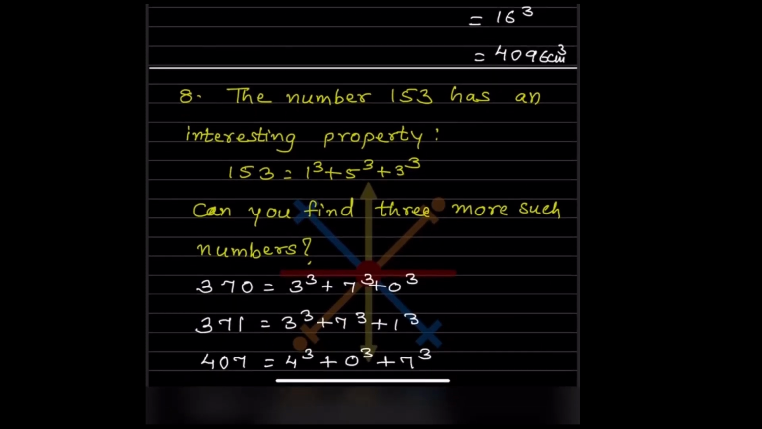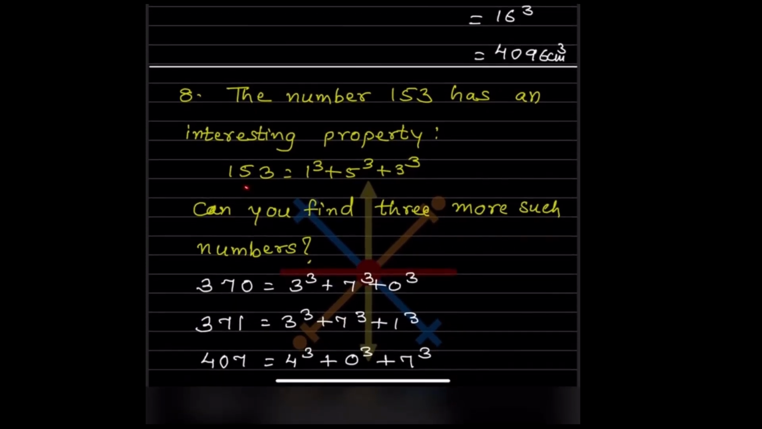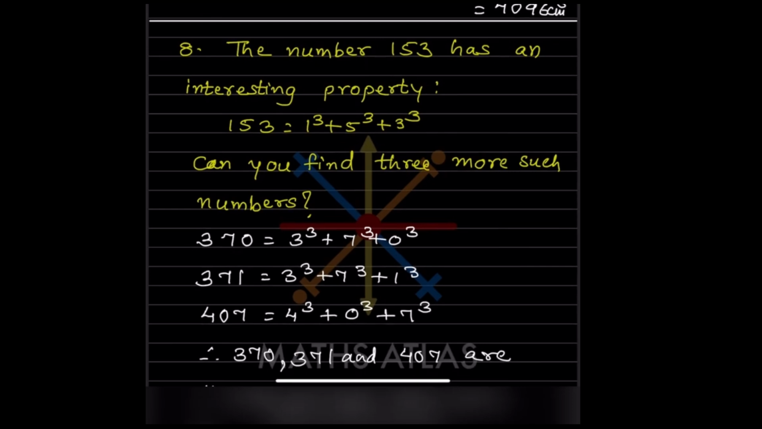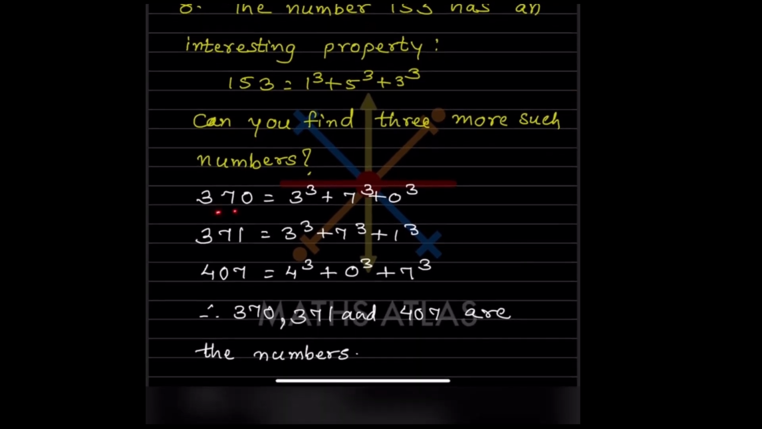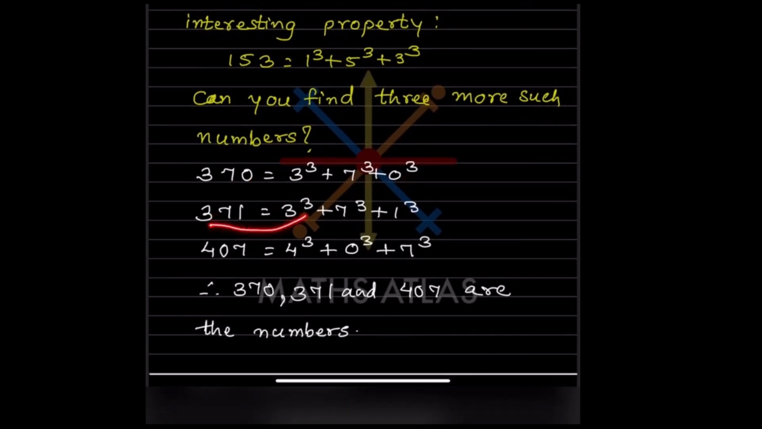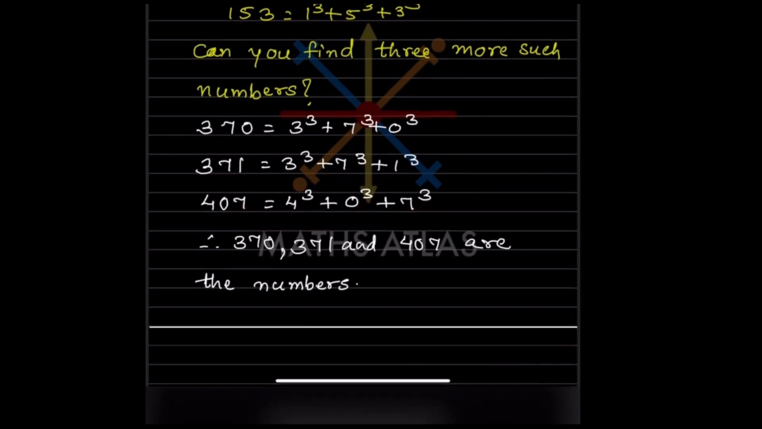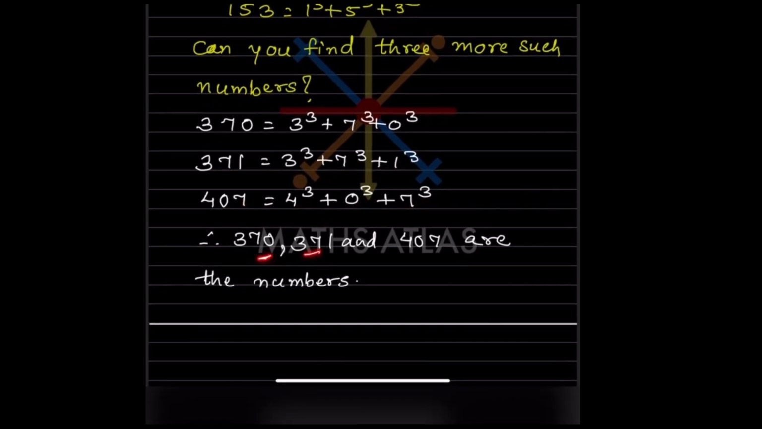The number 153 has an interesting property. 153 is 1 cube plus 5 cube plus 3 cube. Can you find 3 more such numbers? If we take 370, this is 3 cube plus 7 cube plus 0 cube. If we take 371, 3 cube plus 7 cube plus 1 cube. 407 is 4 cube plus 0 cube plus 7 cube. So we can say therefore that 370, 371 and 407 are the numbers.